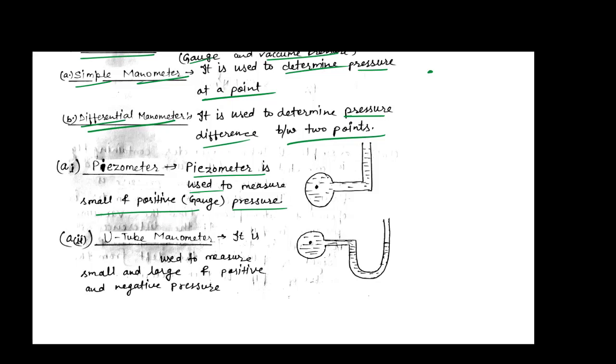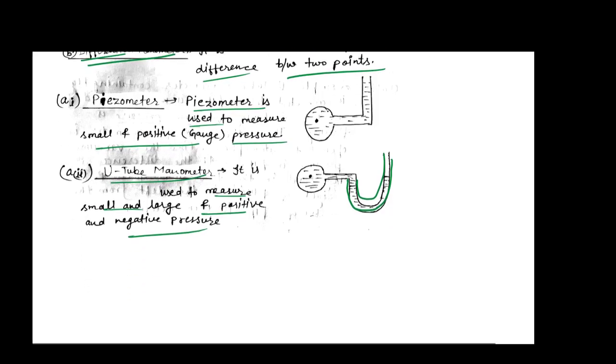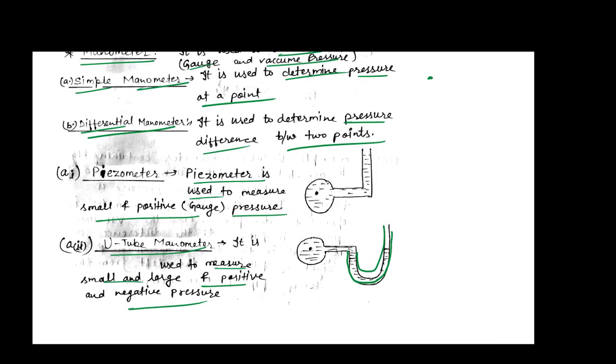And next one is the U-tube manometer. U-tube is the shape defining itself. It is like the alphabet U. It is used to measure small and large positive and negative pressure. So U-tube manometer can measure a large range of pressure including positive and negative pressure. Meaning it can find out gauge pressure as well as vacuum pressure.